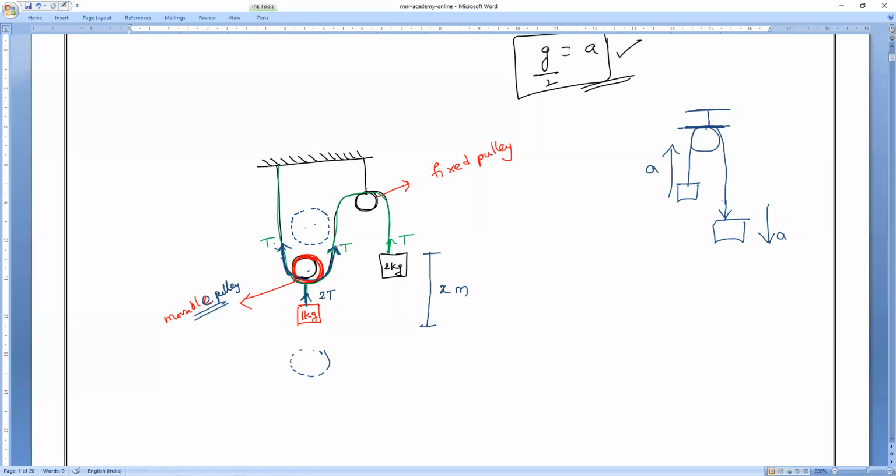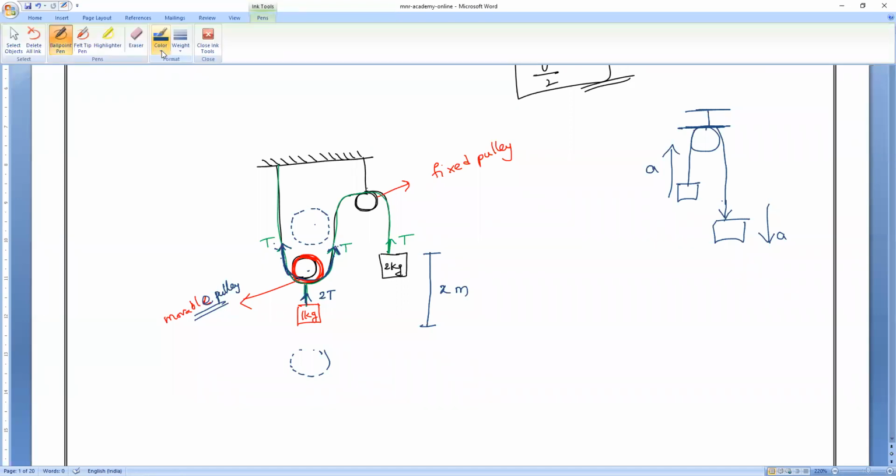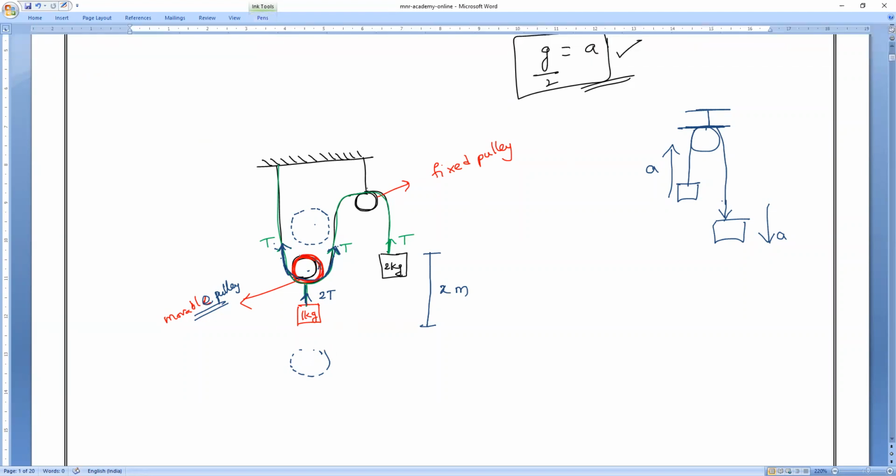Suppose the mobile pulley moves X meters. Let me consider this the initial position of the pulley. Let me consider now this pulley came X meters down. Can you tell me how many meters the 2 kg body traveled up, because double tension is acting? How many meters will it travel? Yes, Rudreshwar? This pulley traveled X meters downwards, so how many meters will this 2 kg body go up? That is what I am asking.